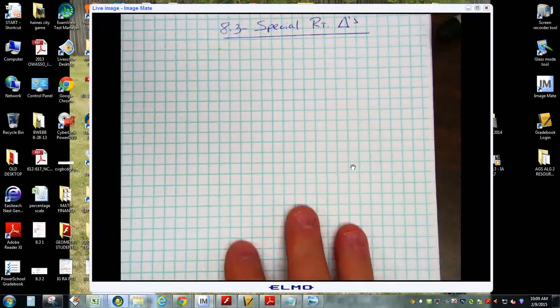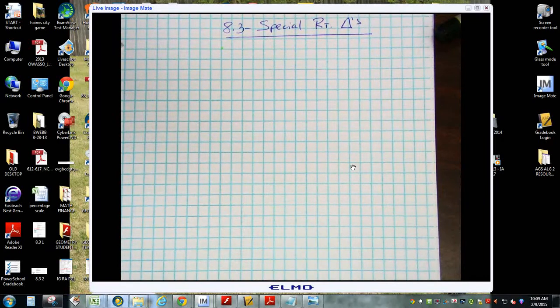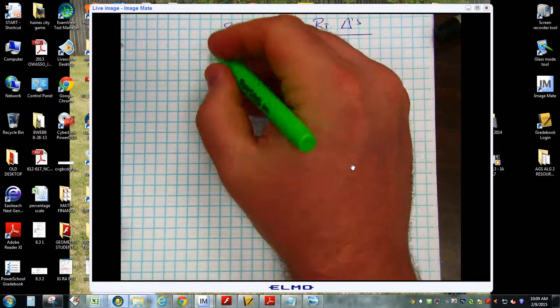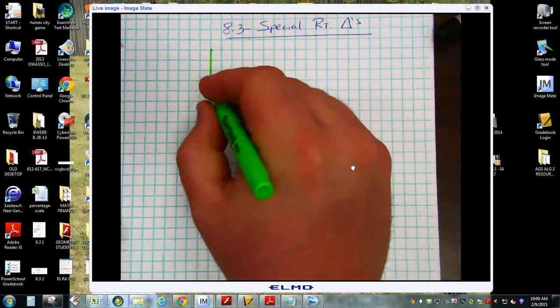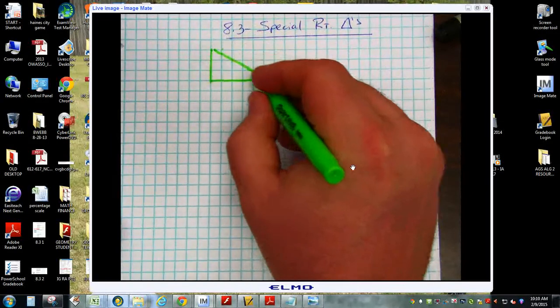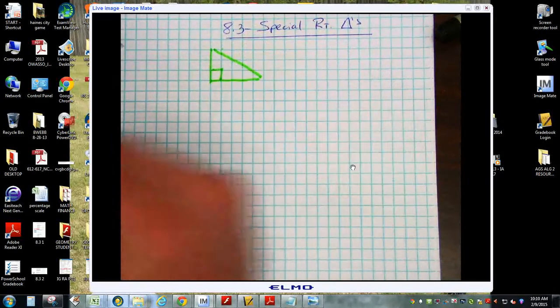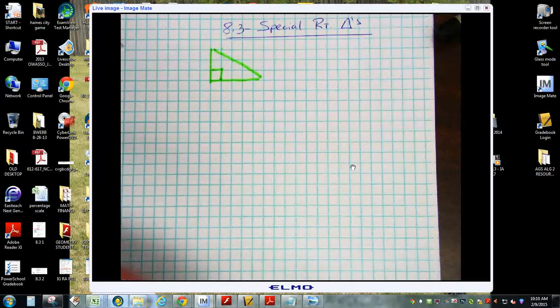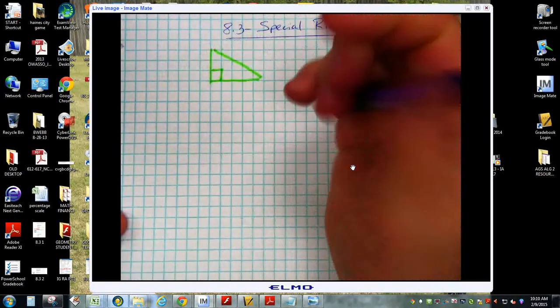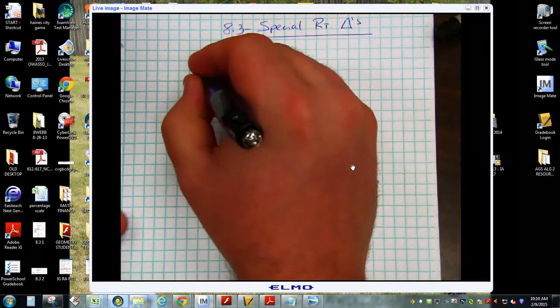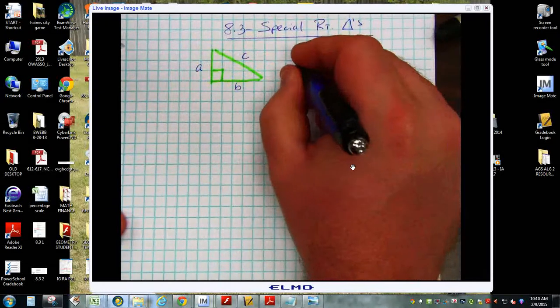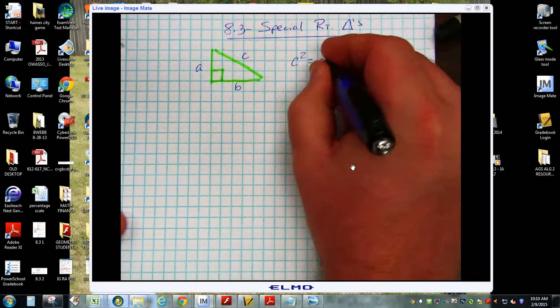This will be a little hard because it's basically brand new. Okay? When you have a right triangle and you use Pythagorean's theorem, how does that work? You have your hypotenuse and your two legs. And your hypotenuse squared is equal to a squared plus b squared.